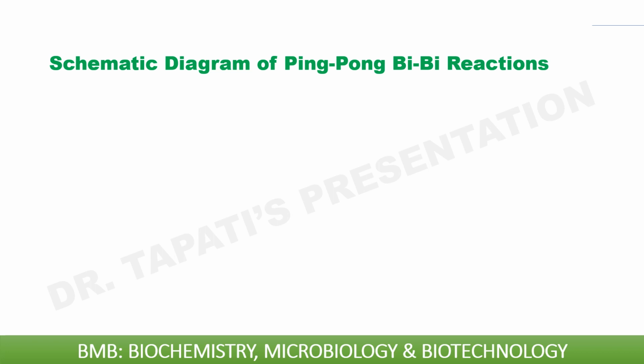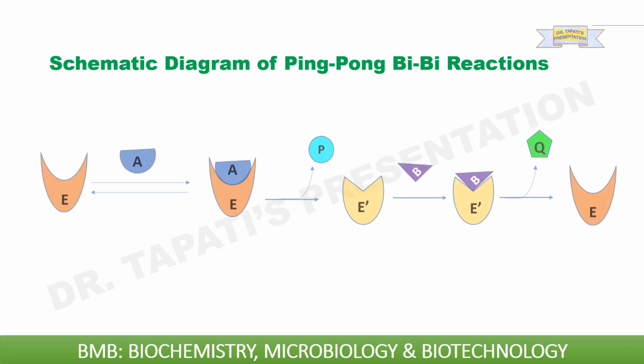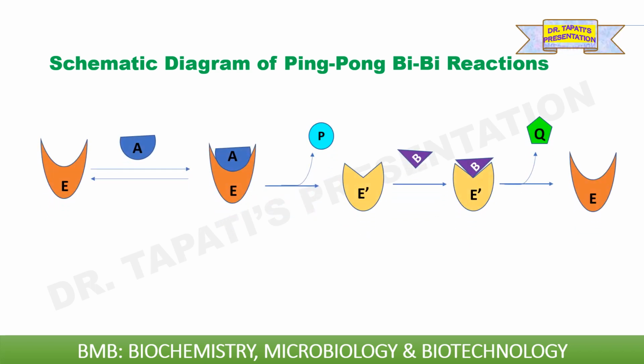Let's see the schematic diagram of Ping-Pong Bi-Bi reactions. You can see here, this is the structure for enzyme. First of all, there is a single active site. With that active site, substrate A is bound and AE complex is formed. From AE complex, first product P is released, and after releasing the product, there will be some changes in the conformation of E. Therefore, it is transformed to E prime.